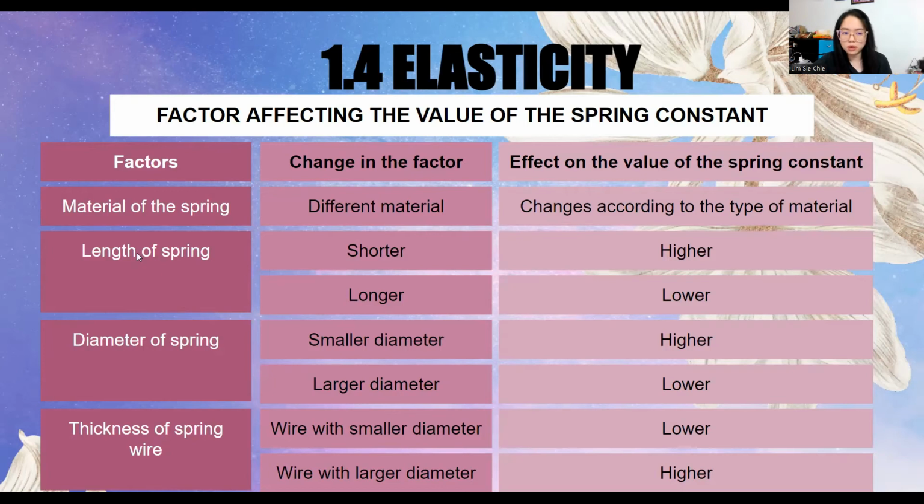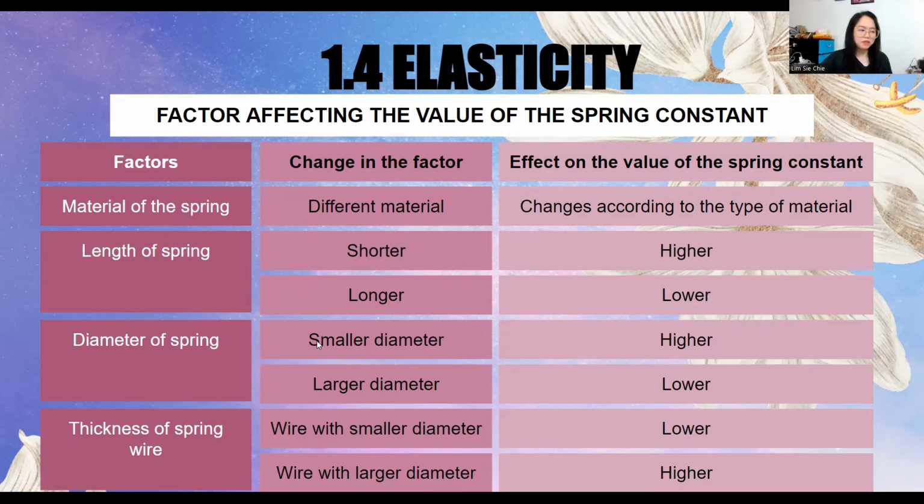So let's go on to the length of the spring. Now, you have two types of spring. One is a shorter spring, one is a longer spring. Normally, for the shorter spring, when you hook on things, the extension is lower compared to the longer spring. The longer spring, when you put on it, will extend longer. So that's why the shorter spring will have a higher spring constant, and the longer spring will have a lower spring constant.